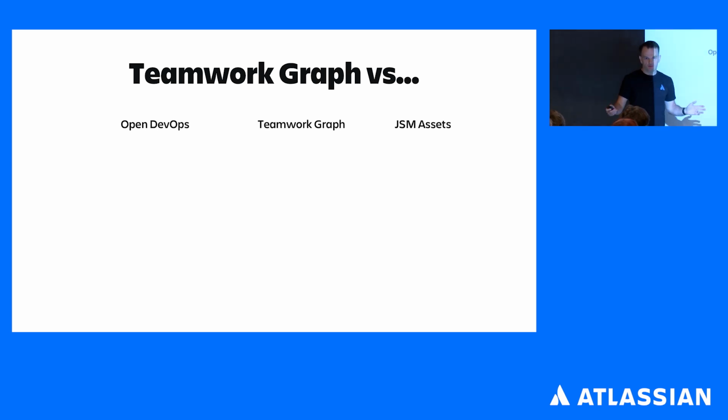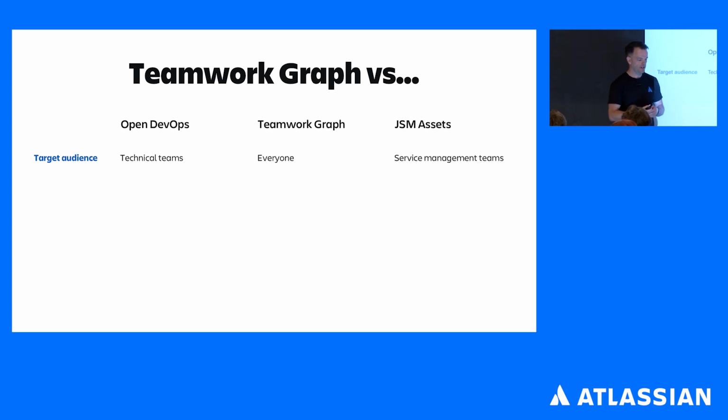Now, if you've been in the ecosystem for a while, you might be thinking, well, yeah, I've seen something similar to this in the past. We have Open DevOps in Jira, where we have a lot of connectors, including marketplace-built ones that push in pull requests and feature flags and all the rest of it. We also have JSM assets where you can build importers on Forge as well. And now we have Teamwork Graph. And I think there is a lot of overlap there.